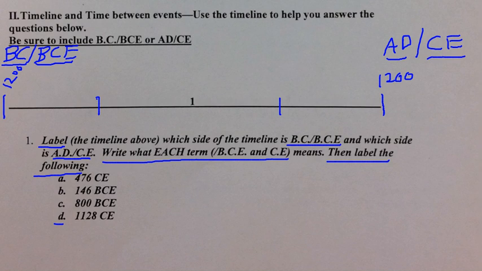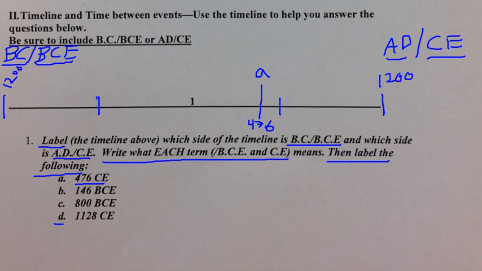476 CE is the first one. This is obviously after the year 1, and it's going to be about 3/4 of the way to 600, because I know that 450 is 3/4 of 600. So right here is event A. I'll just write an A up there, and below it I'll write 476. That doesn't look very good. I'll try that again. Okay, event A is 476.